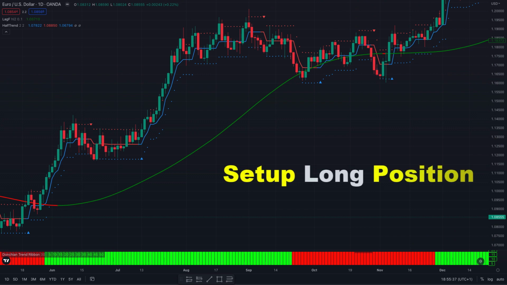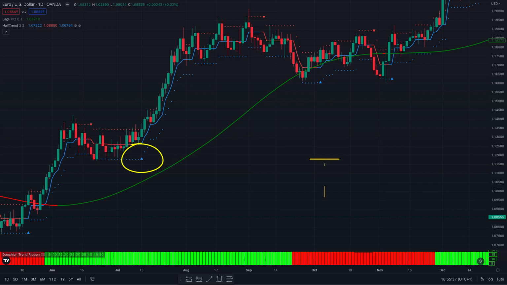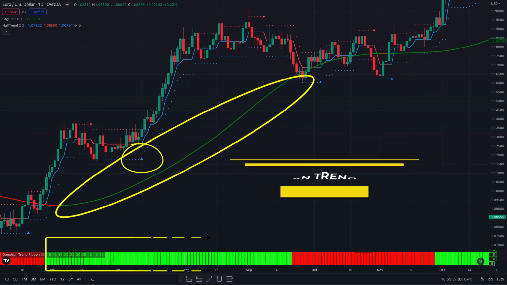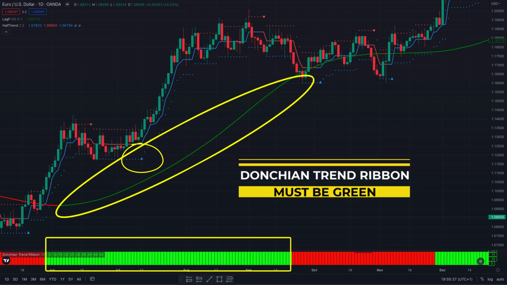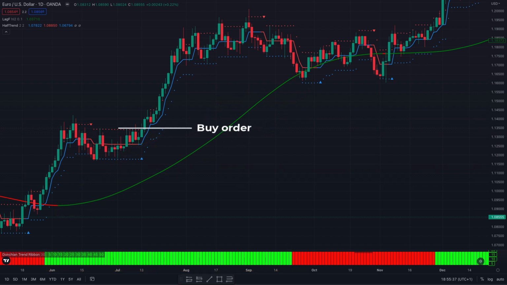These are the rules for a long position. First, we need a blue arrow on Halftrend indicator. Second, Laguerre filter must be green. Third, Donchian trend ribbon must be green. Finally, we place a buy order at the close of the candle.